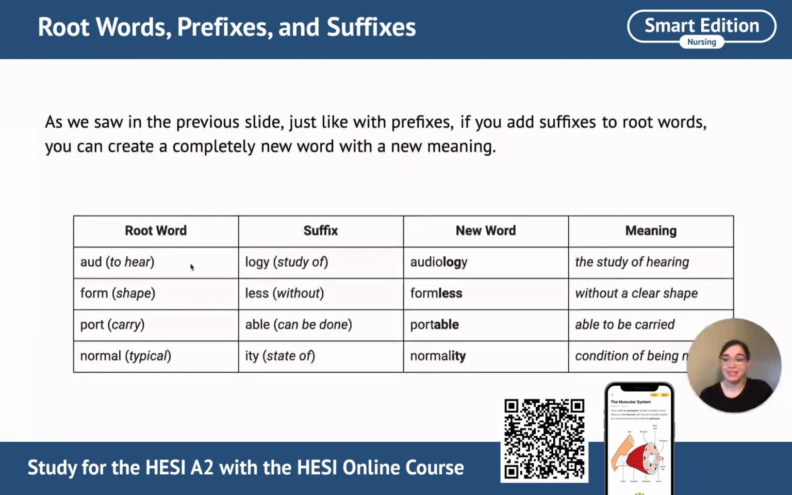And here we have some examples of that. Audiology, the study of hearing. Formless, without a clear shape. Portable, able to be carried. And normality, the condition of being normal. So again, you can see how those suffixes, the new words that they help form, relate to the original definition of the root word, but they still create new words with new, unique meanings.